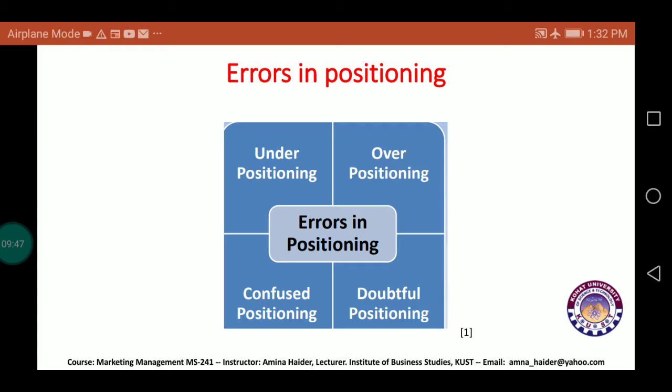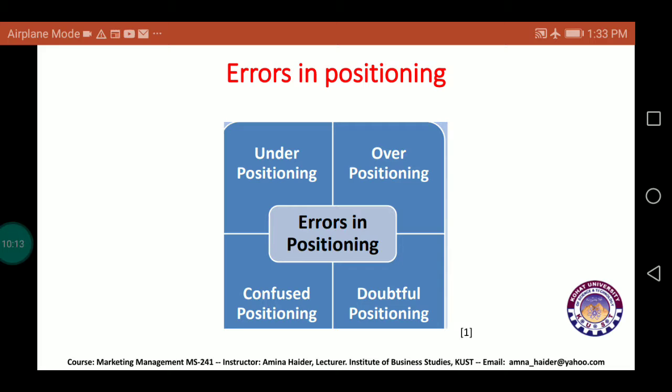The next error comes because of over positioning. Over positioning refers to the error when a firm positions itself for some specific group. But due to over positioning, that particular group believes that it is not for their class, it is for some higher class customer group.